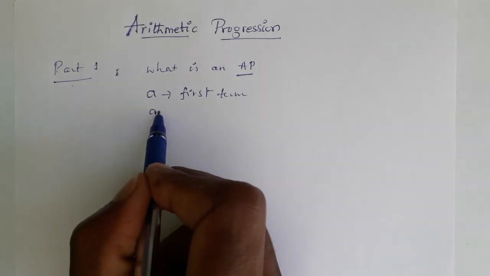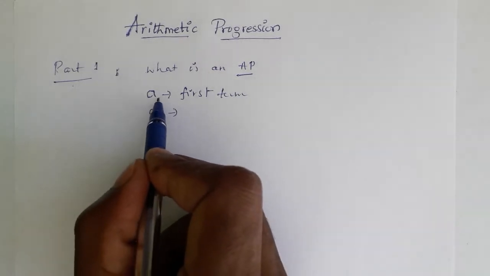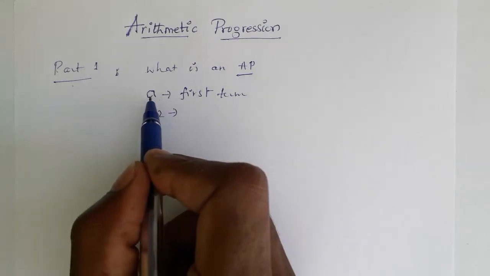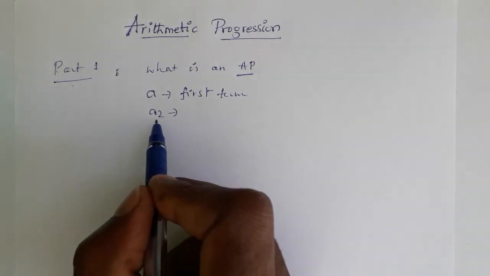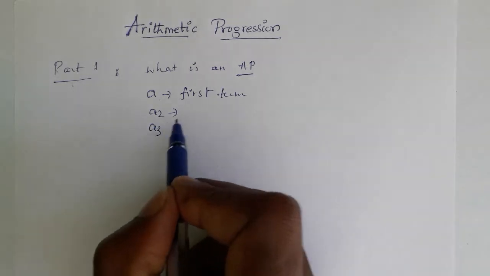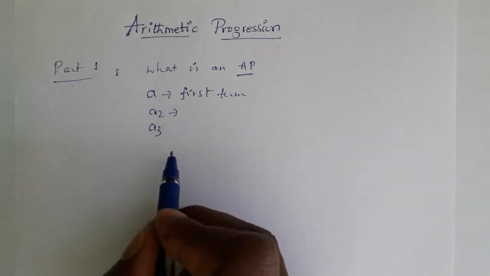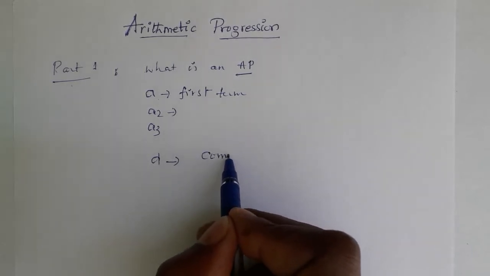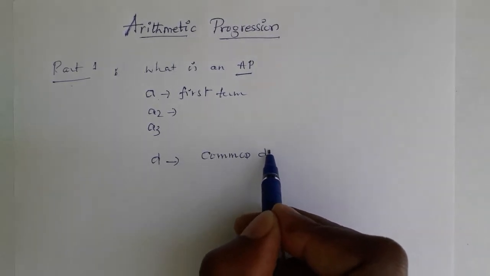The second term is called a2. The first term is a1, but usually we don't write 1. A1 means first term, or only a is also the first term. A2 is the second term. A3 is the third term, and it follows like that. The next is the symbol D. D is called the common difference here, not only difference, common difference.